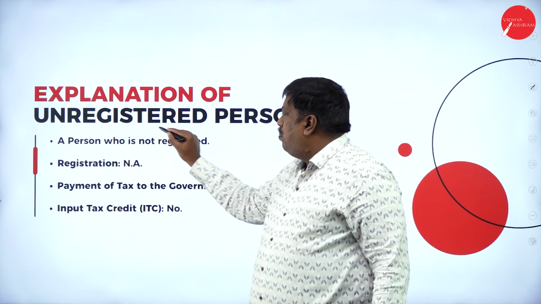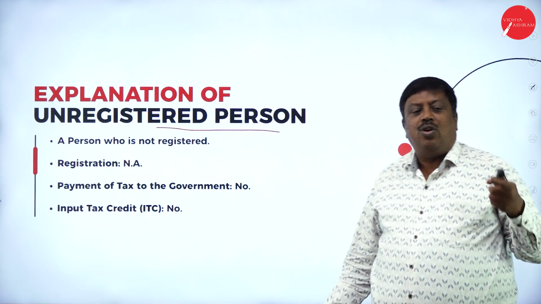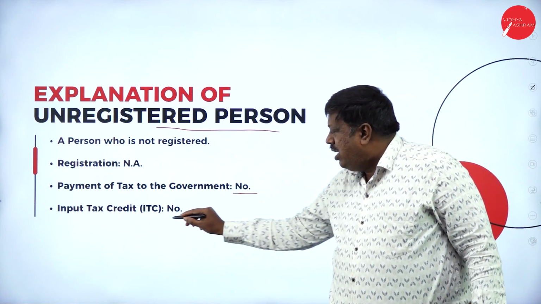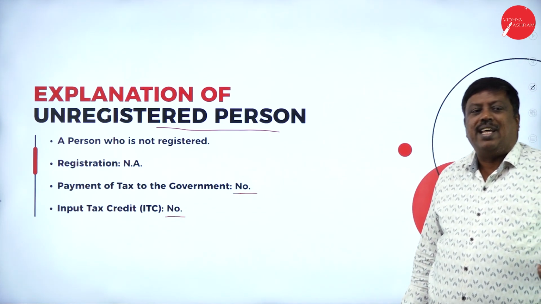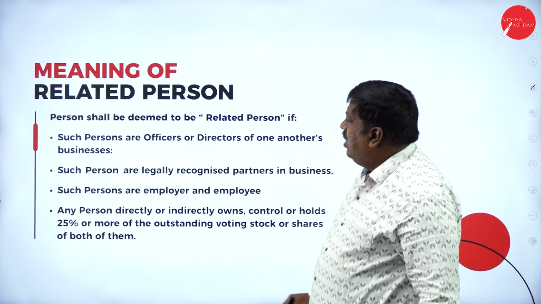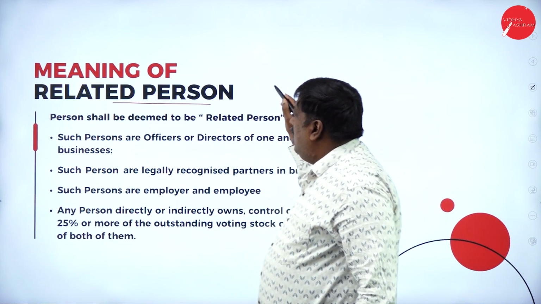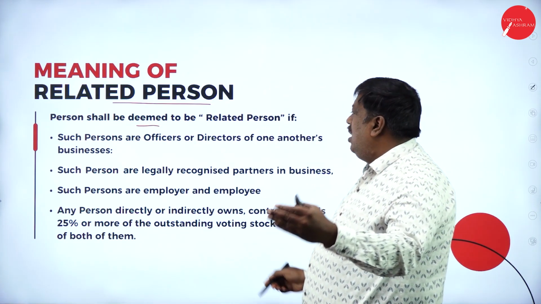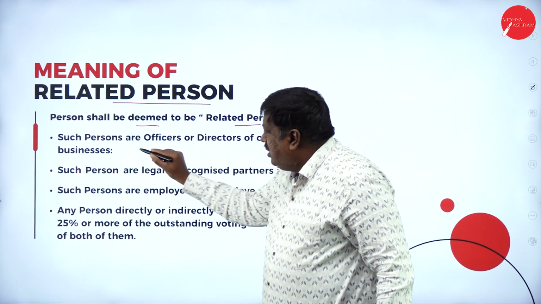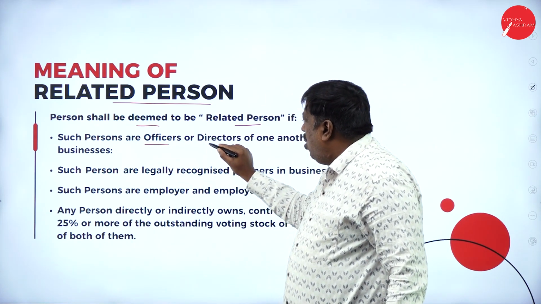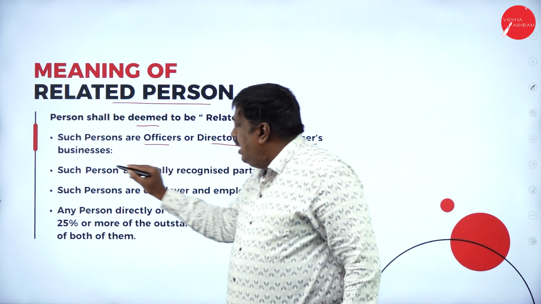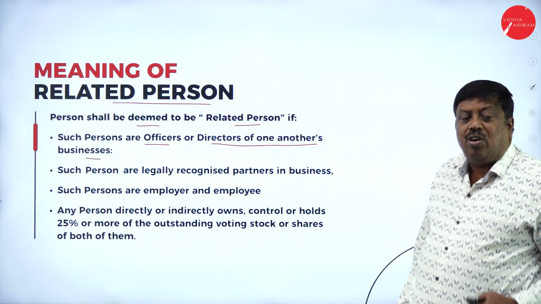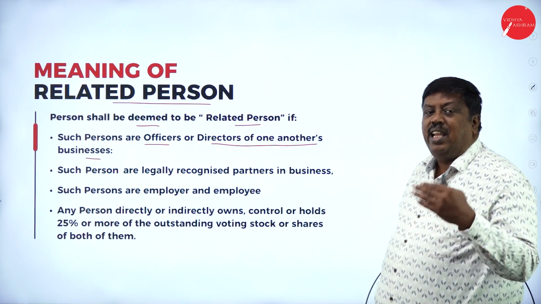Next, unregistered person. The name itself says that if you have not registered, then there is no need of paying tax, and you are not eligible for input tax credit. Next one, we have related person. A person shall be deemed, meaning assumed, to be a related person if such persons are officers or directors of one another's business.